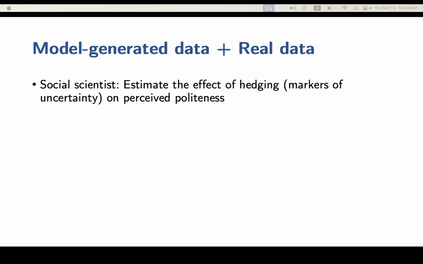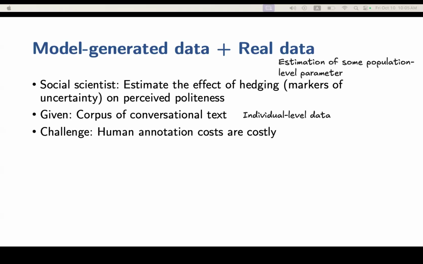So I'll illustrate one very specific task. Say I'm a social scientist and I'm interested in estimating the effect of hedging or markers of uncertainty on perceived politeness. And what I have access to is a corpus of conversational text. And the challenge is that human annotation is costly, and so I only have a small set of labeled text data.